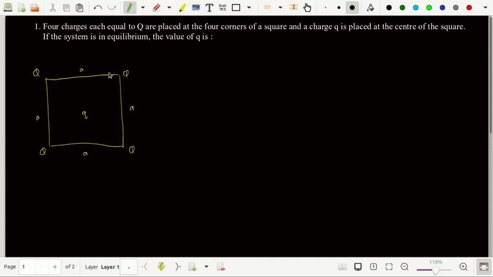So the question already says that the system is in equilibrium. Now try to understand what we mean by an equilibrium system. An equilibrium system is one where the force acting on each of the individual charges must be zero. So let us understand the first case over here. If I talk about the center charge q, we also need to figure out what the magnitude of this q charge would be so that it could be in equilibrium. So let us understand by assuming this to be a positive charge.